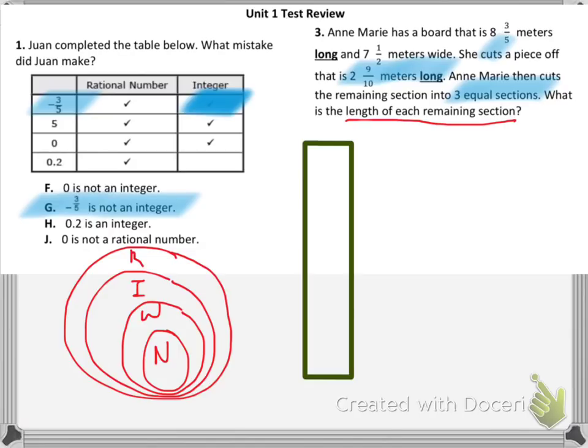So it's 8 3/5 meters long, and it is 7.5 meters wide. So she cuts off a piece. So that means that she cuts it off. So there's our little cut. This is 2 9/10 meters. So in order to do that, I need to take our length and subtract that much. So I'm going to do 8 3/5 minus 2 9/10.